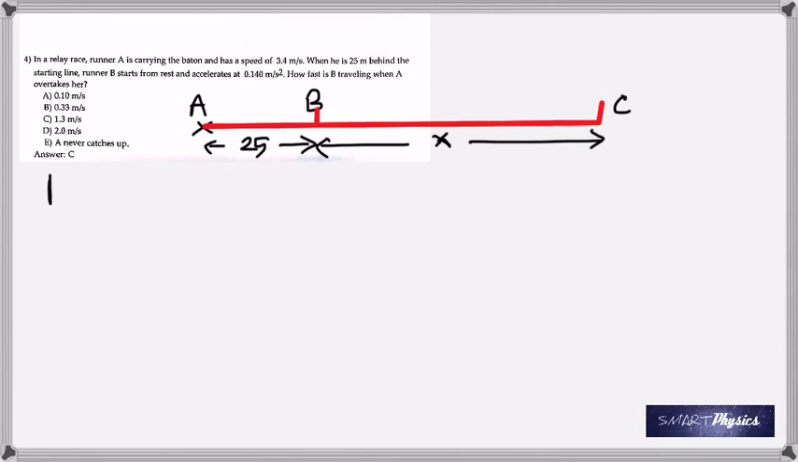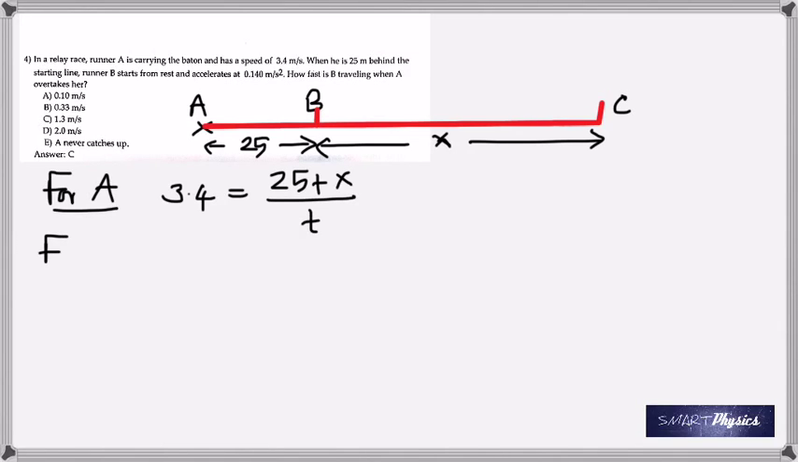Therefore, for A, because the velocity is constant, there's only one equation you can use, which is velocity is displacement divided by time. So velocity is 3.4, the displacement is 25 plus x, that's for A, divided by the time, which we do not know. So there are 2 unknown quantities there, both x and t.